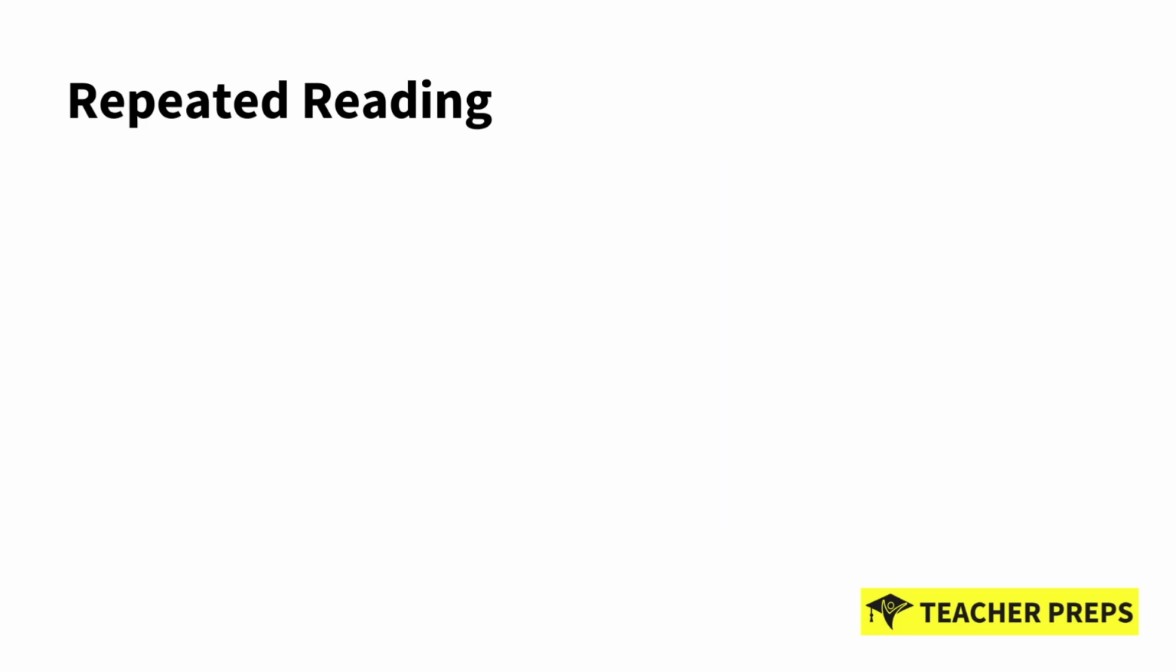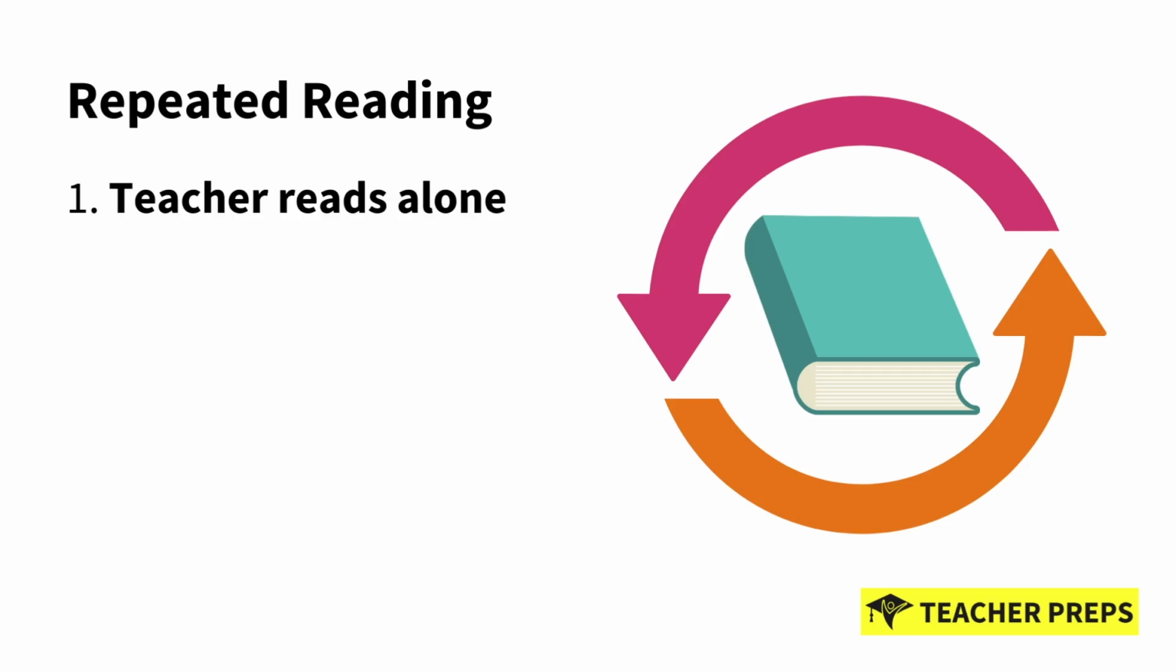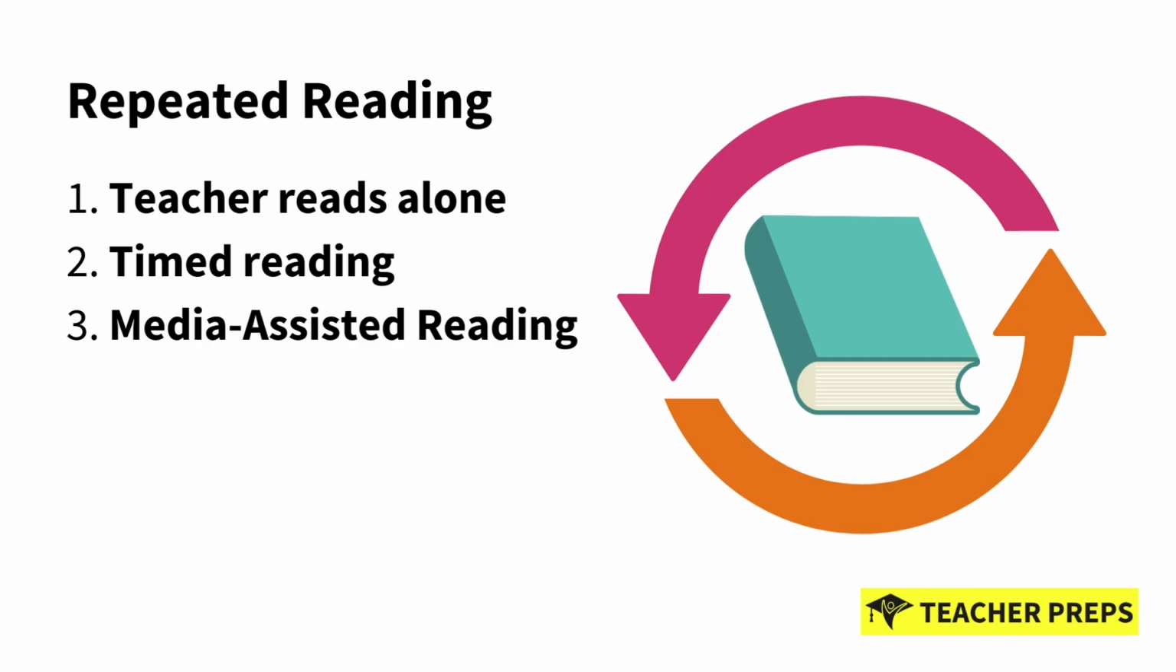The second instructional strategy is called repeated reading. This method teaches fluency through repeated engagement. First, the student reads alone, and then the teacher encourages the student to reread texts on their own once they finish. Second, we have timed reading, which helps set attainable rate criteria for reading. The third variation is called media-assisted reading, where the student can utilize digital resources and recordings to listen to the book as they follow along with the actual book.